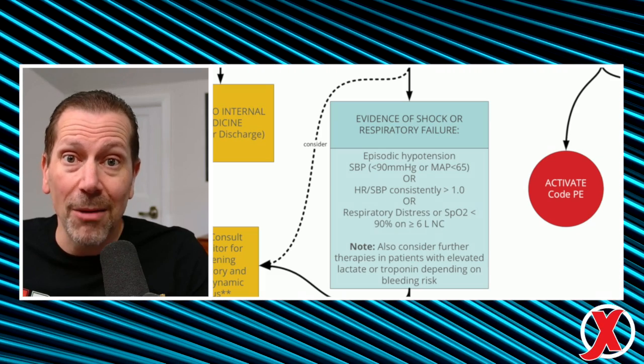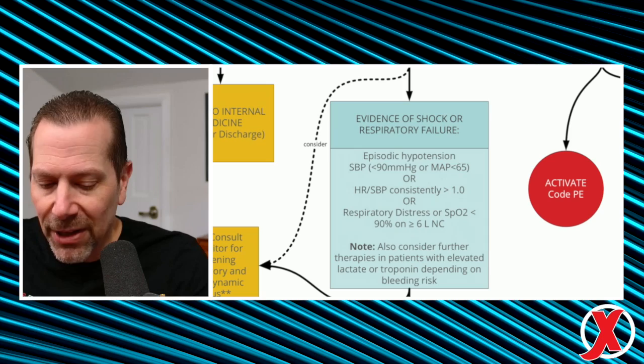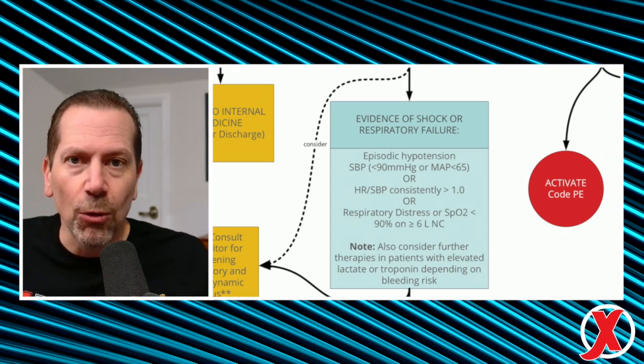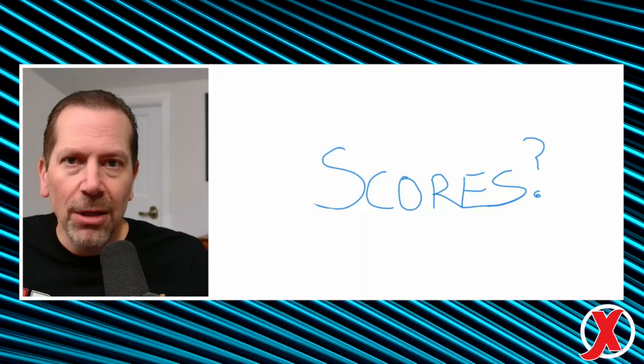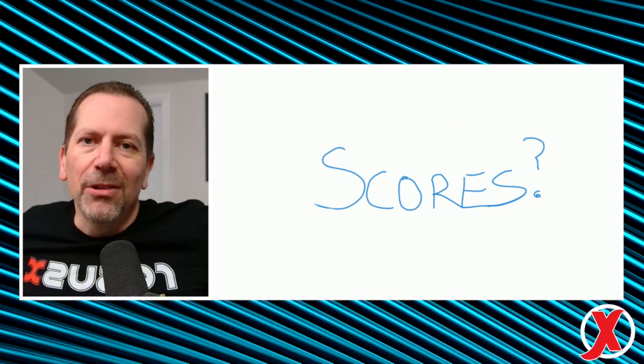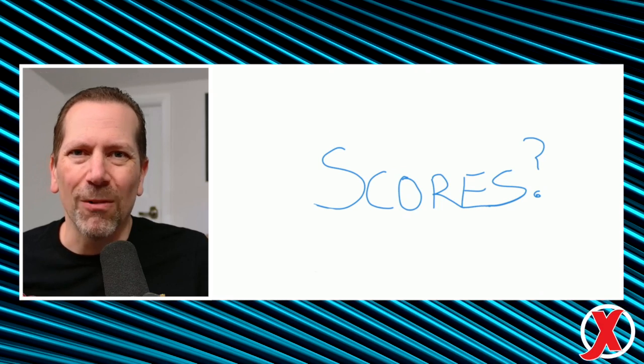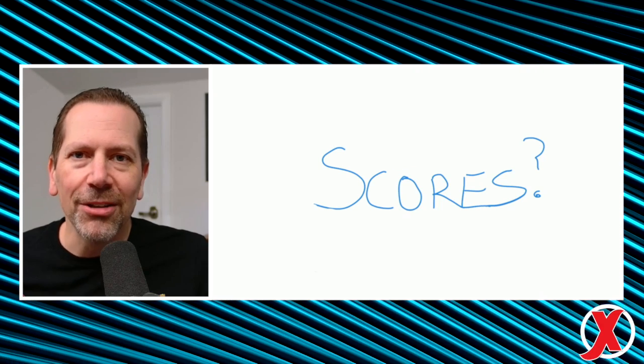submassive. 6 submassive, not just straight up submassive. 6 submassive is defined by having some evidence of shock or respiratory failure. Now, you might say, well, can't we just use scores instead of this kind of nebulous stuff? And people like to use things like the sPESI score, right? No, that doesn't help you. That just tells you the patient's submassive.